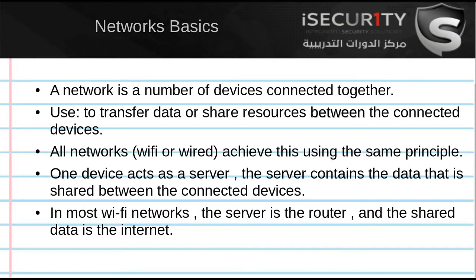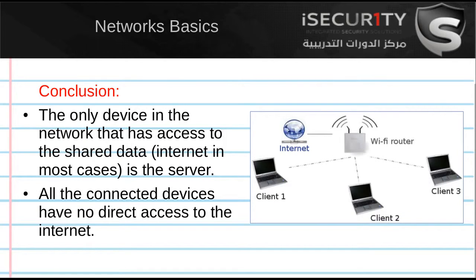So on most Wi-Fi networks, the server is the router, and all devices connect to this router, and they access the internet through the router. So all the devices on the network have no direct access to the internet, as we can see in this diagram. The only device in the network that is connected to the internet is the Wi-Fi router. All the other devices, as we can see here, client 1, 2 and 3, have no access to the internet, but they can access it by connecting to the router.